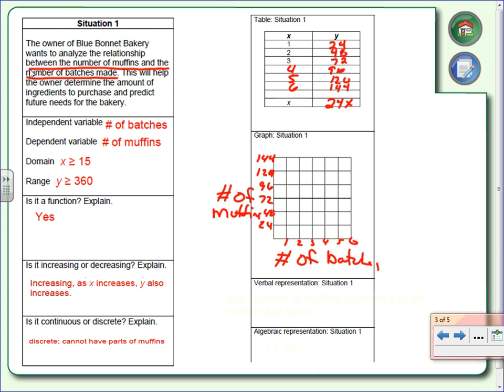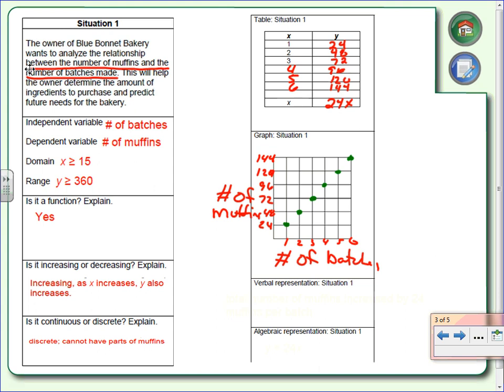Now all I've got to do is take each of these points and plot them. The first ordered pair we have is (1, 24). So let's find that ordered pair (1, 24) and put a dot. Then we're going to find (2, 48). Then we'll find (3, 72). Then we'll find (4, 96). (5, 120). And then (6, 144). Well, look at that. Perfect. That works out just perfect.